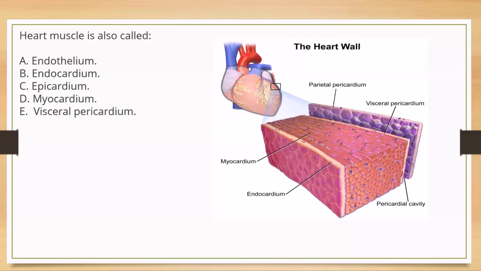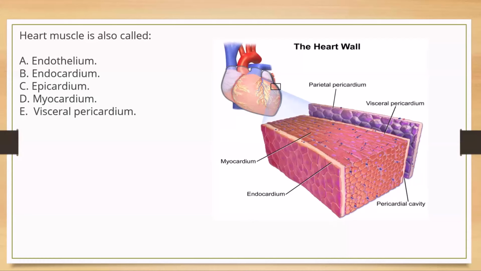So it is not the outermost layer of the heart. The outermost layer of the heart is the epicardium. However, outside the heart, we have the pericardium. But pericardium also has two layers. We have the visceral layer and the parietal layer. It is the visceral layer that is actually attached to the epicardium. And that is why sometimes the epicardium is referred to as the visceral pericardium. I hope this makes it easy for you to understand.